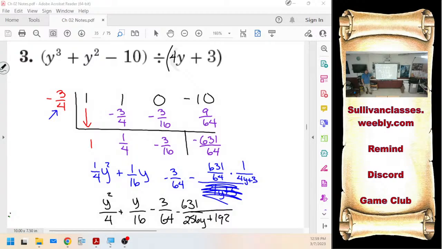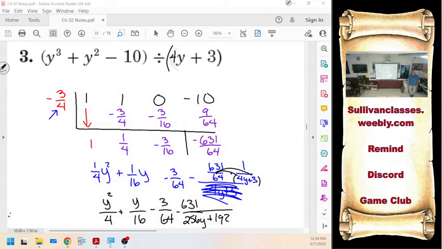Oof. What's oof? Fractions and stuff. What did you just do though? Every time I drift off for a minute, something weird happens. Oh my. I distributed 64. Dividing by thing is the same as multiplying by 1 over thing. Is it okay if I wrote 1/4 y squared? Yeah. I have both there to show you that both are valid ways to write your answer.